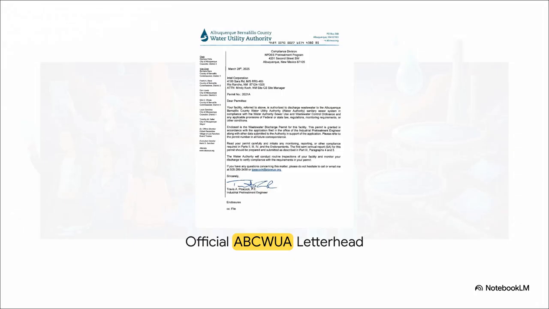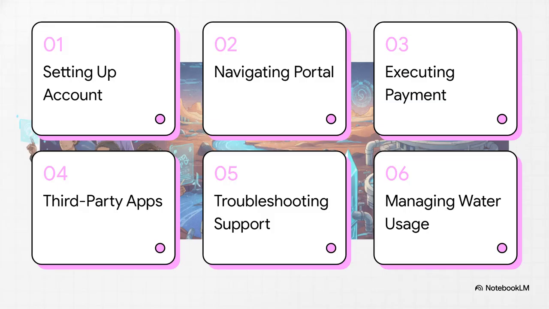To make sure we're giving you the absolute best, most accurate information, we are going straight to the source, the Albuquerque-Bernalillo County Water Utility Authority, or as it's often called, the ABCWUA. We've actually combed through all their official documents, their permits, and their entire digital payment ecosystem to break down exactly how this billing infrastructure works for you. All right, here is our roadmap for today's explainer. We're covering it all. Setting up your account, navigating the payment portal, executing your online payment, handling third-party payment apps, troubleshooting and support, and finally, managing your water usage to save some cash.